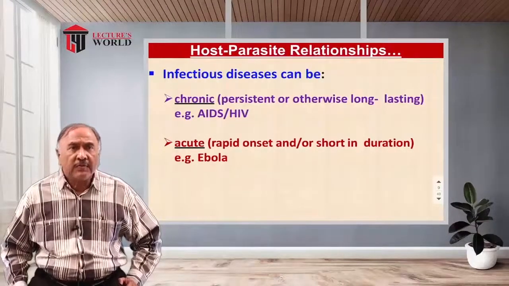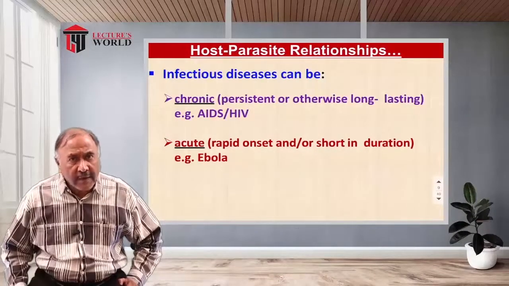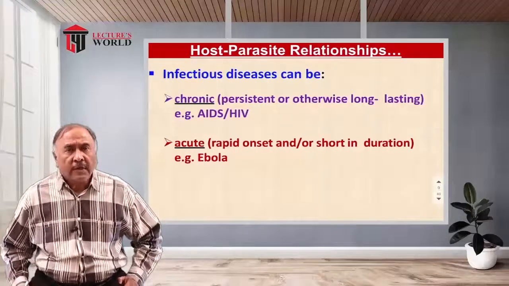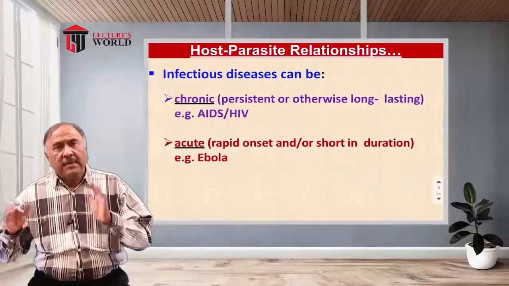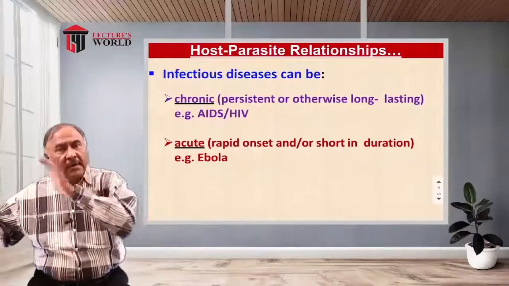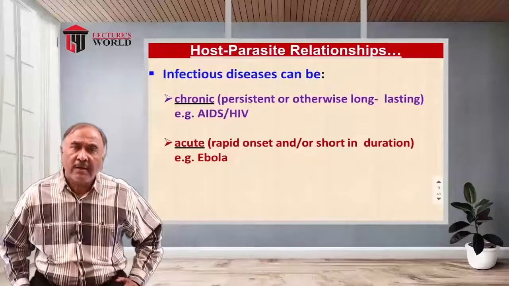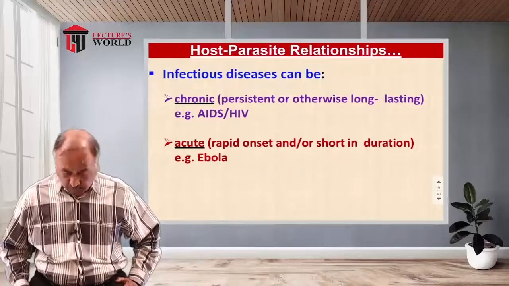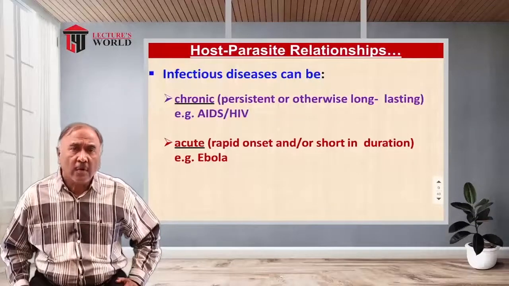Chronic diseases take a long time to begin, but once it starts, it progresses slowly and the person would recover also very slowly. And the period can range from a few weeks to a few months. That is a chronic disease. Examples are HIV or AIDS.